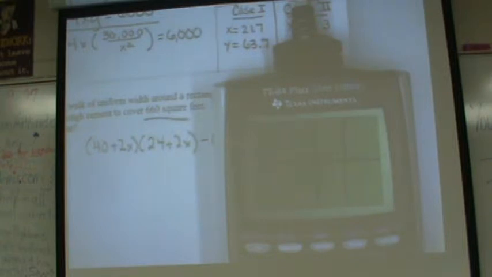So how wide should that cement be all the way around? Tell me what you got. So second, calc, 0. And I'm going to do between 4, enter, and 6. I got 4.518.